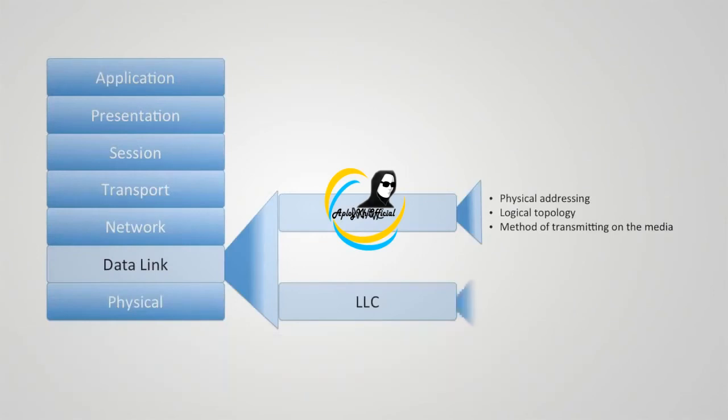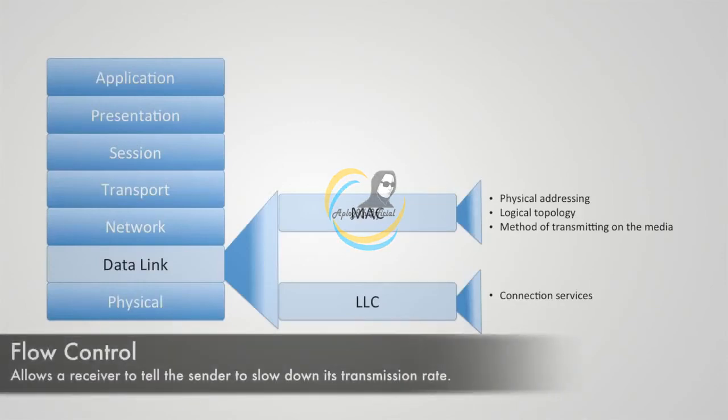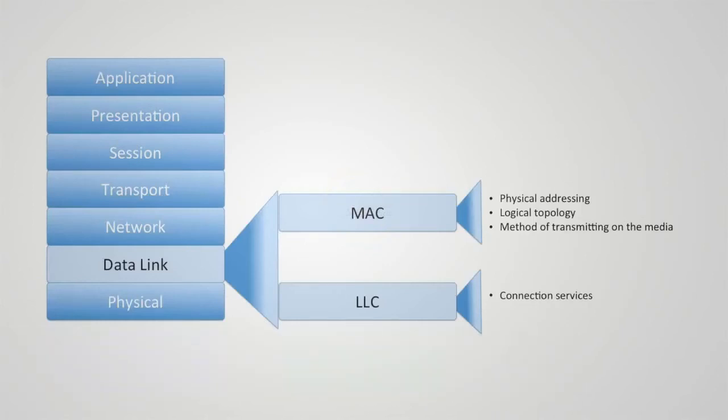Let's see what's happening at the logical link control sublayer, the LLC sublayer. One thing is connection services. Connection services deals with things like flow control. If a sender is sending data too quickly for the receiver to receive and to process, the receiver could politely ask the sender to please slow down. That's what flow control does for us.